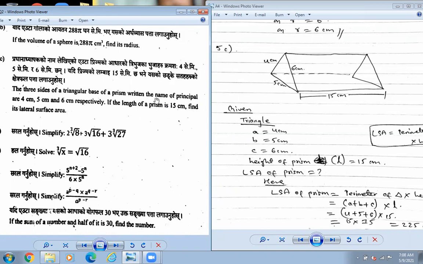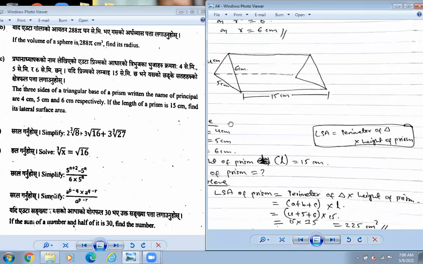Okay, so let us leave it. Okay, so after that what is given? Three sides of the triangle are given: 4 cm, 5 cm and 6 cm. And the length of the prism is given, 15 centimeters. So find the lateral surface area, LSA. Okay, so what is the formula of LSA of prism?